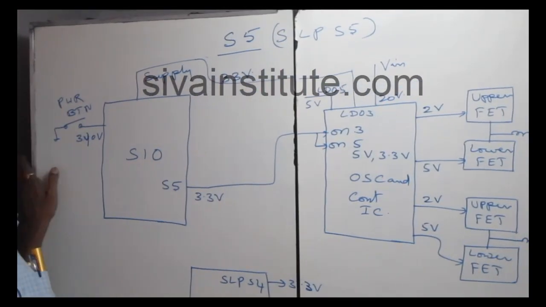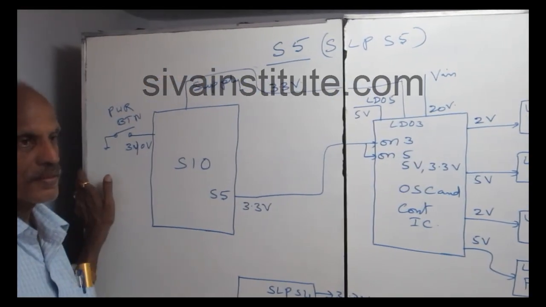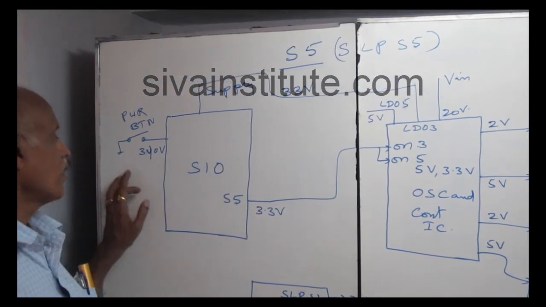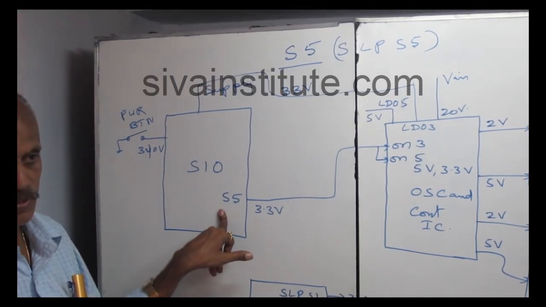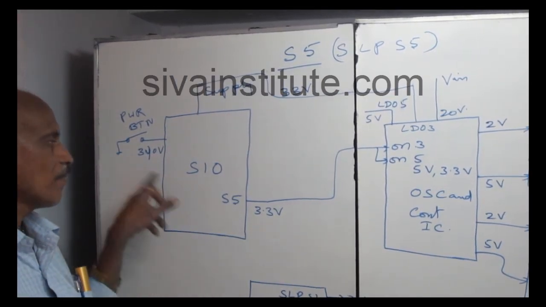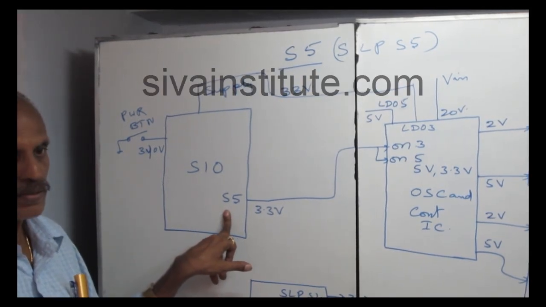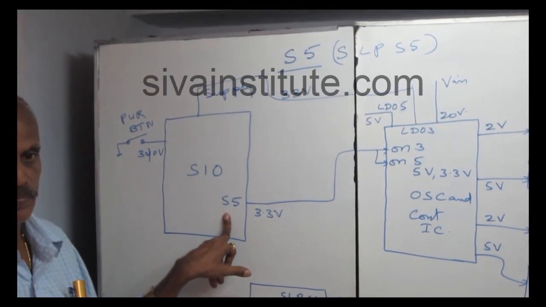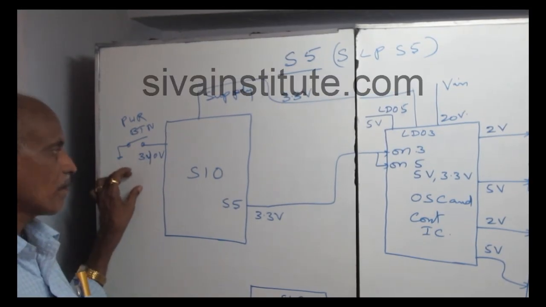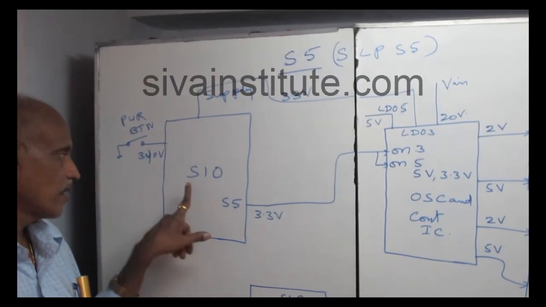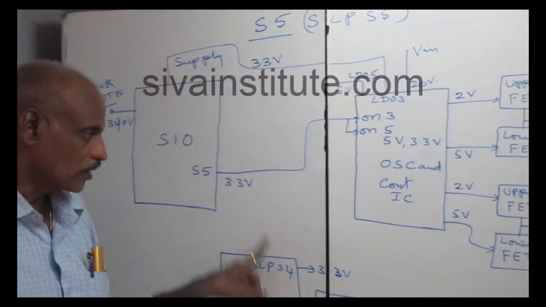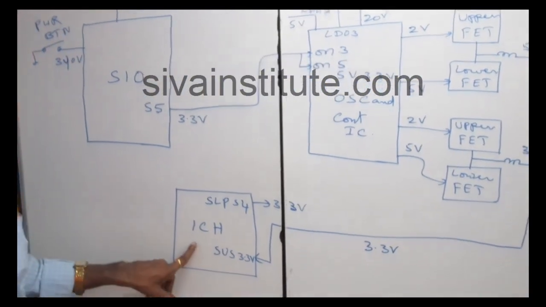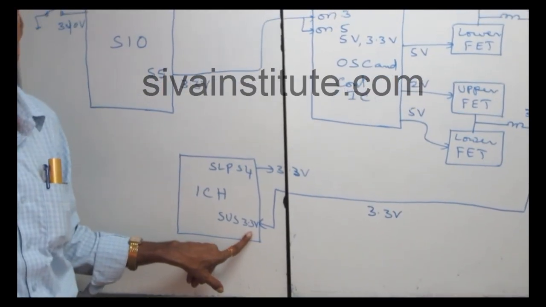SLP S5, or S5 command. This is the starting point: when you press the power button, this voltage is released by the SIO chip. Before pressing the power button there is no voltage at this point, so you should change the bias chip. When you press the power button, this voltage, 3.3 volts, will be released by the SIO chip. This is the input. The output voltage goes to ICH suspend 3.3 volts.